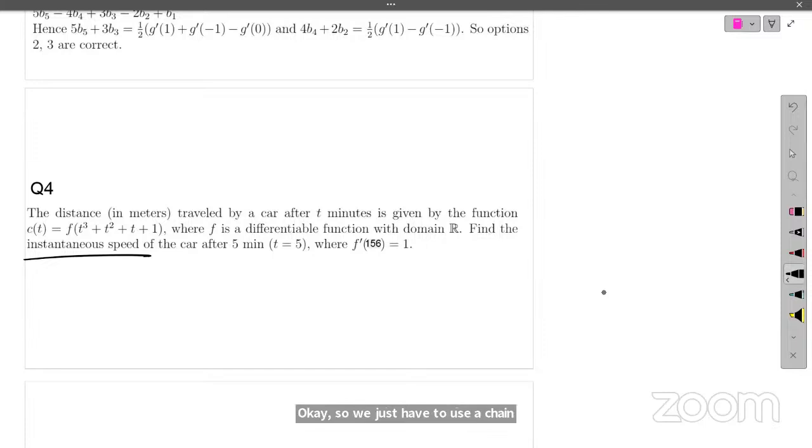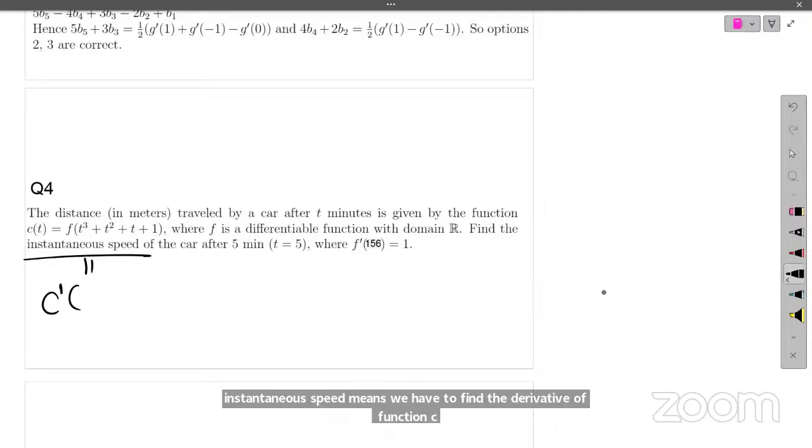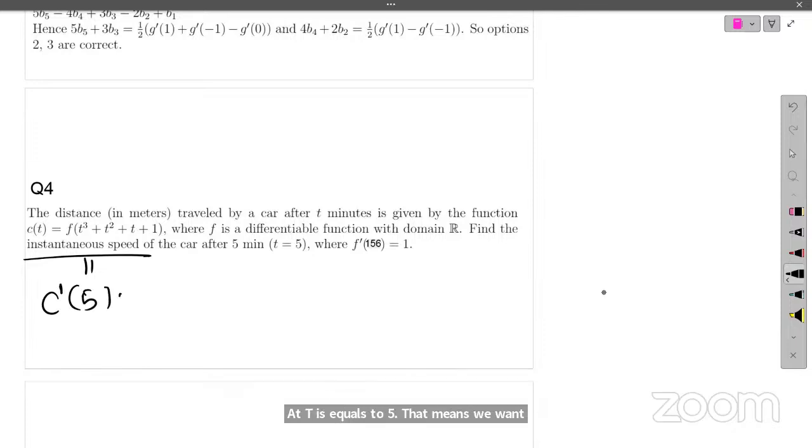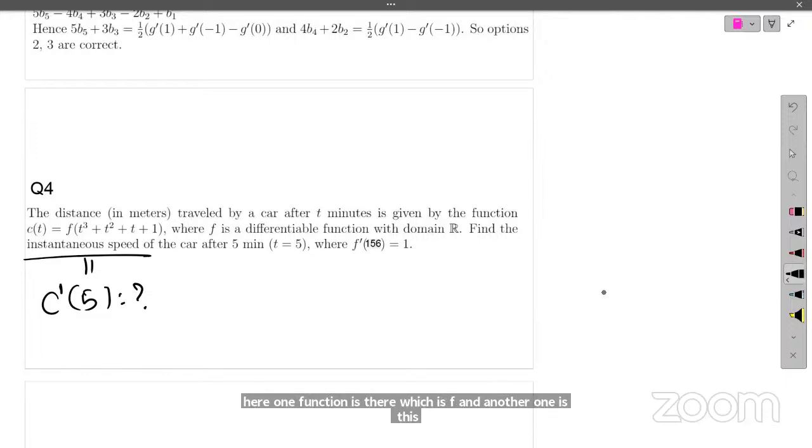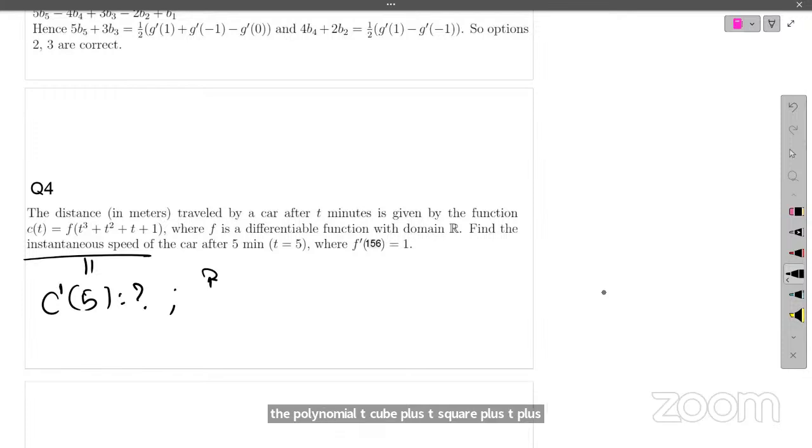Because we have to find instantaneous speed, it means we have to find the derivative of function c at t equals 5. That means we want the value of c dash of 5. Here c(t) is given in the form of a composite function, right? So here one function is f, and another is the polynomial t cube plus t square plus t plus 1. So we can use the chain rule here.